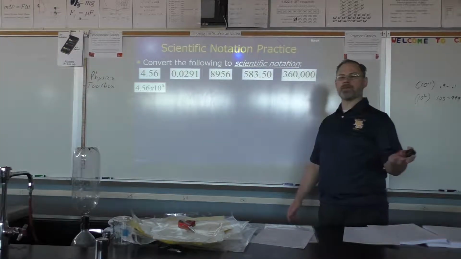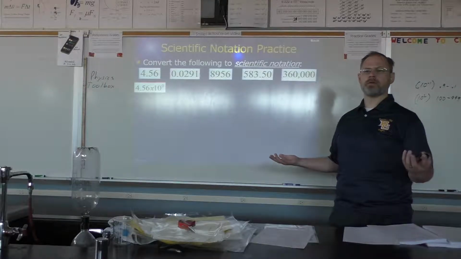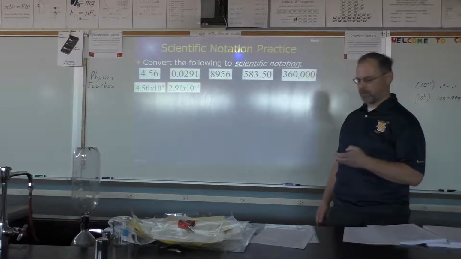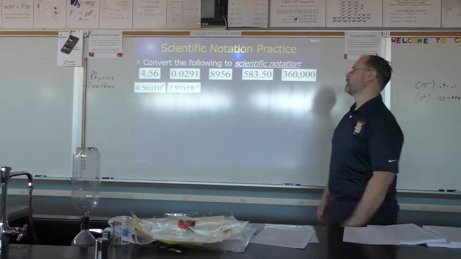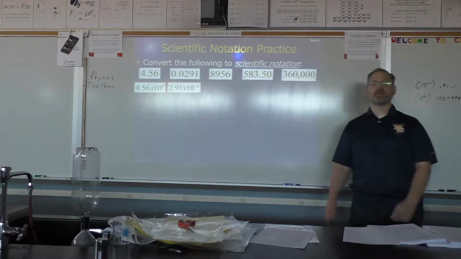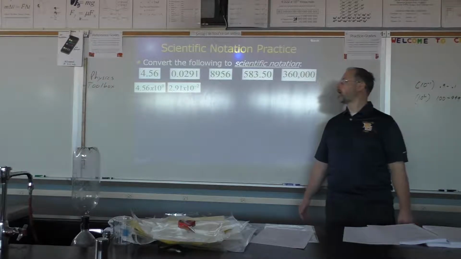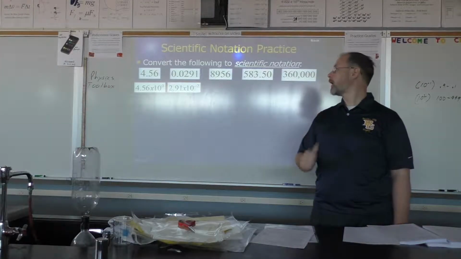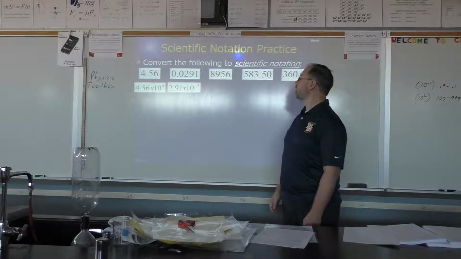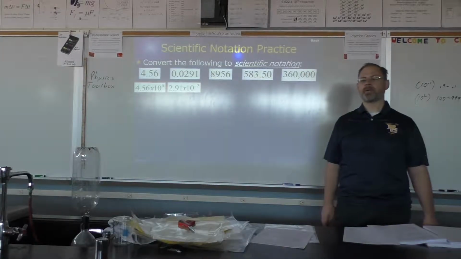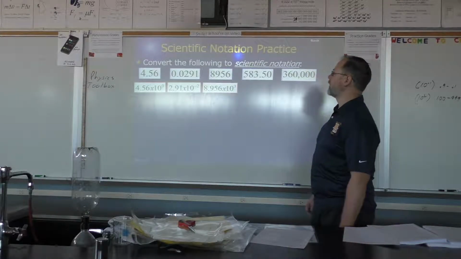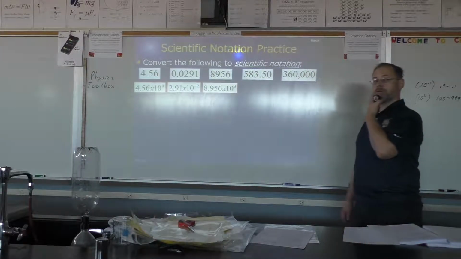0.021291. So how many places did you need to move it? Negative 2 places. So 2.1291 times 10 to the -2. How we feeling about this so far? We good? Okay. 8,956. How many places did you need to move this one? 3 places. So 8.956 times 10 to the 3rd.